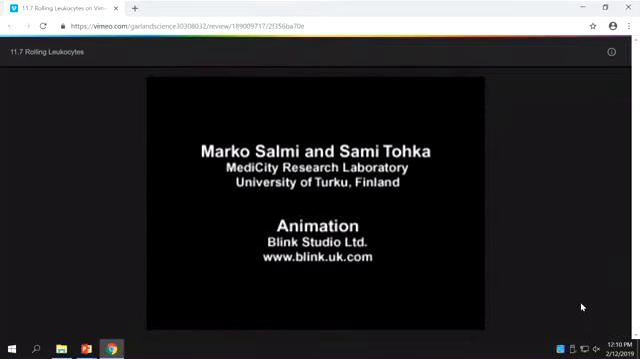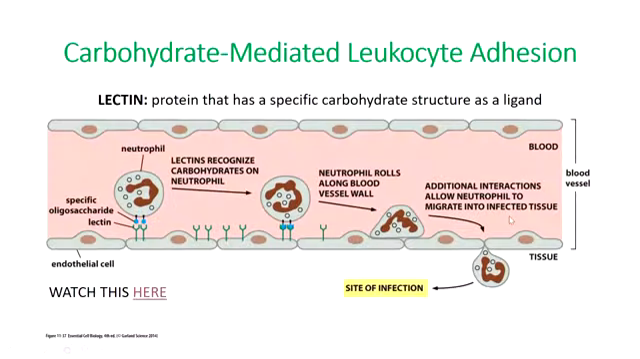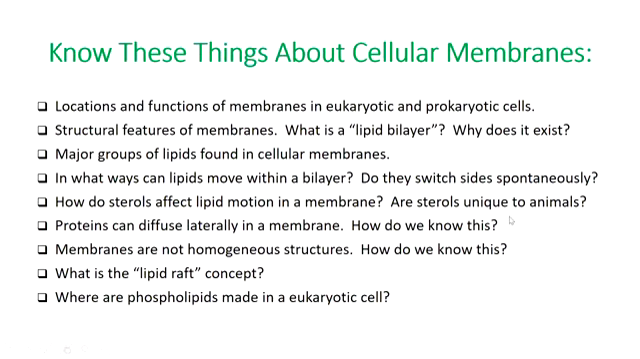So the binding of proteins to the carbohydrates of glycoproteins and glycolipids is key to the ability of cells to recognize other things, to recognize other cells, to recognize other protein structures. So here are the things you want to know about cell membranes, their locations and what they do in eukaryotic and prokaryotic cells.